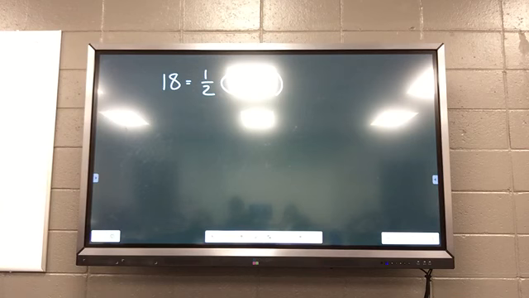I have a question. Could I just multiply by 1 and divide by 2 since it's half? Not by 1, because 1 won't work, but you can multiply both sides by 2. Or divide it by.